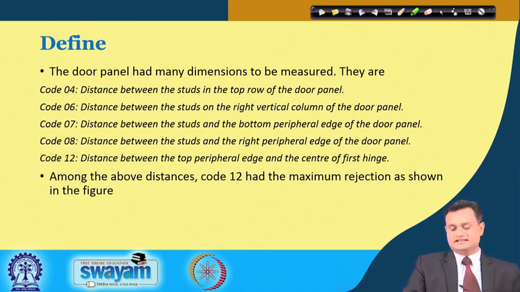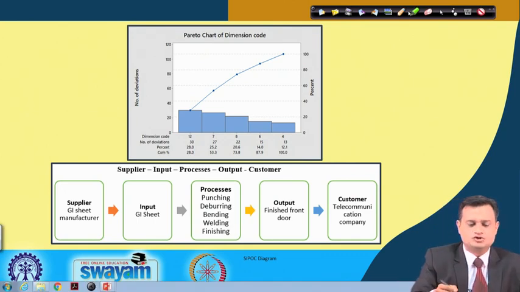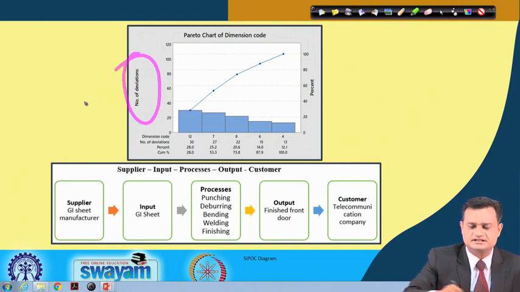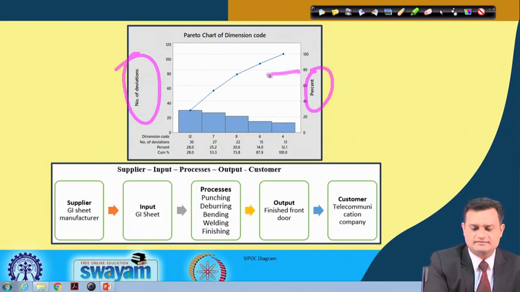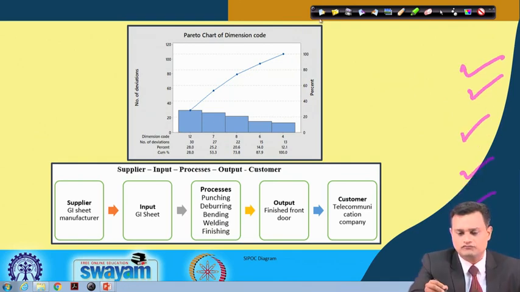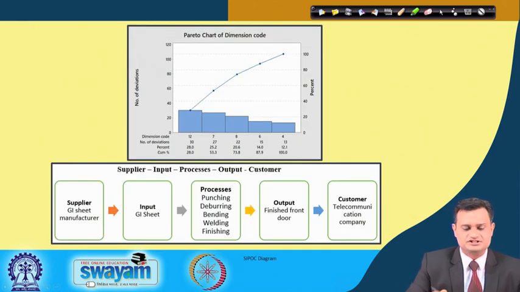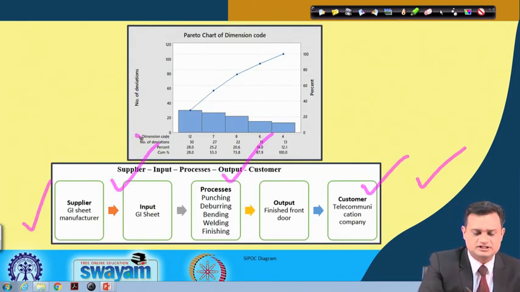Now what has been observed is that among all these coded distances, code 12 has the maximum rejection, and this is shown here. We have used a Pareto chart to see the number of deviations along with the cumulative percentage. When I go to, let us say, 80%, it would be here, but if I just go by the number, then this one, which I think is code 12, is receiving the maximum defects. So this is the dimension code 12, followed by 7, 8, 6 and 4.